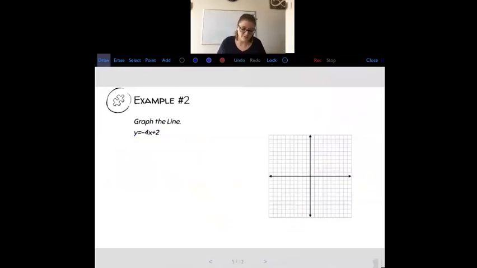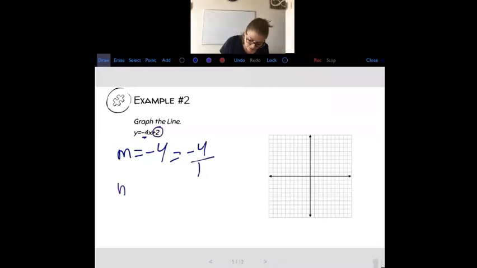Let's do another one. y equals -4x plus 2. The first thing I do is identify m. It's the number in front of x. It's -4, and any whole number can be put over 1. Next, our starting point is 2, which means that we're going to start at 2 on the y-axis. So we have x, y, we have 2.